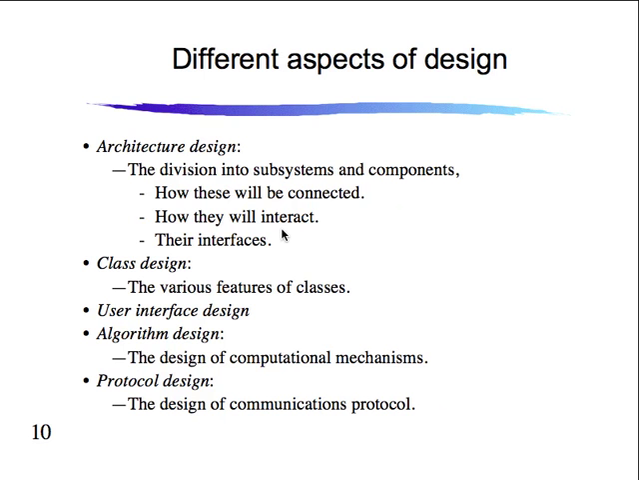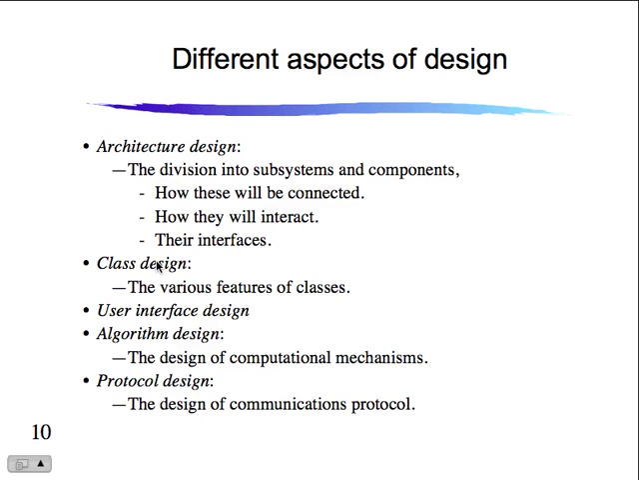Because you might have a feature that could belong in two different areas, but you put it in this module instead of that module. And then you have to make some of those decisions, and then you can change it in the future. So, different aspects of the design. We have the architectural design, as I mentioned before, which is the big picture. It's the division into the subsystems and the components. We have how everything's going to work, how these will be connected, how they will be interacting, their interfaces and stuff like that. We have the class design, various different features of the classes if we're doing an object-oriented design.